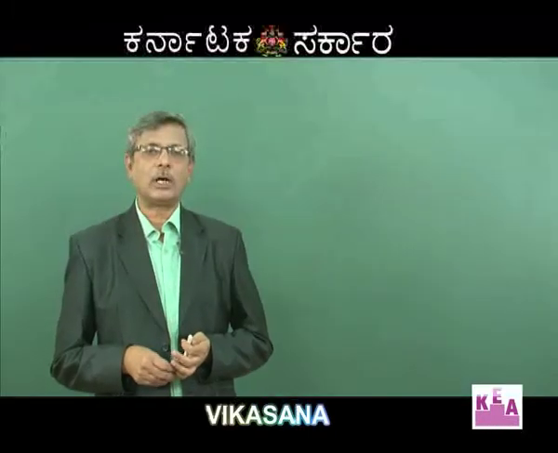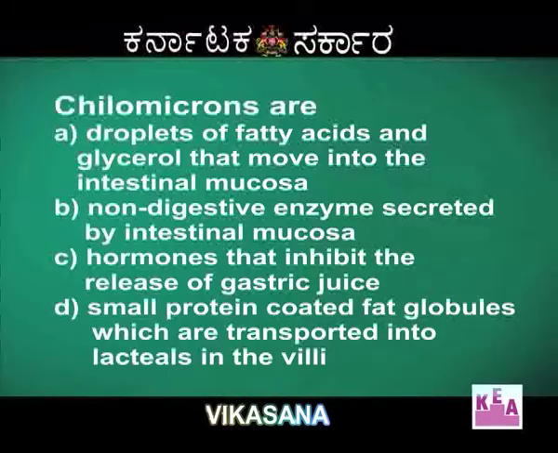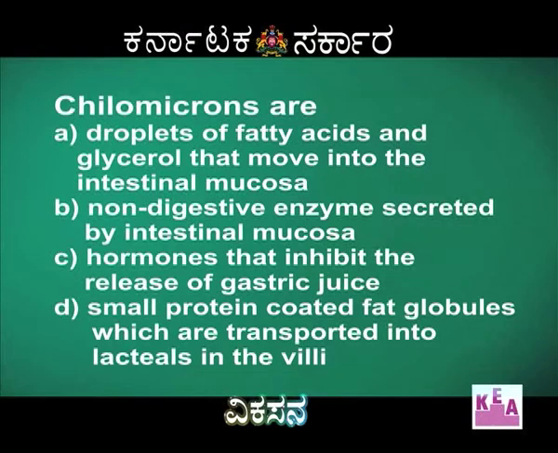Now we move on to the next question. Chylomicrons are: option 1, droplets of fatty acids and glycerol that move into intestinal mucosa. Option 2, non-digestive enzyme secreted by intestinal mucosa. Option 3, hormones that inhibit the release of gastric juice. Option 4, small protein coated fat globules which are transported into lacteals in the villi.